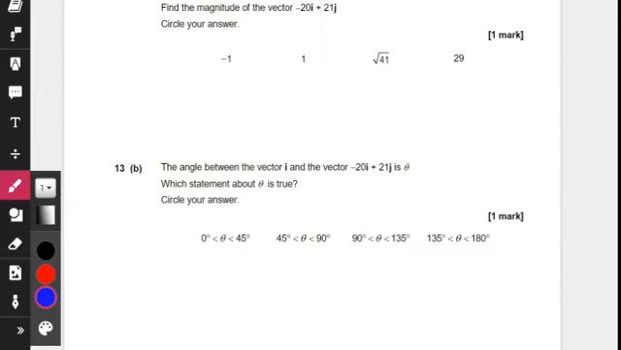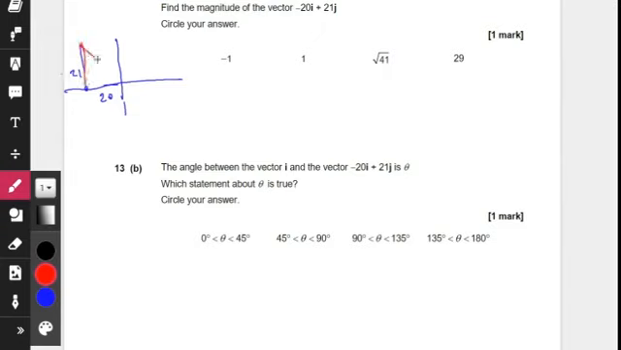The unit vectors i and j are perpendicular. Find the magnitude of the vector minus 20i plus 21j. So if we have minus 20i, that's minus 20 in this direction and 21 up here. So this is 20, that's the length of it anyway, and the length up here is 21. And we've made a little right angle triangle.